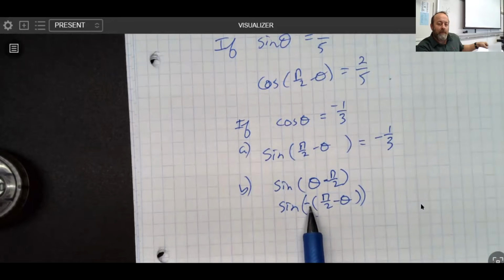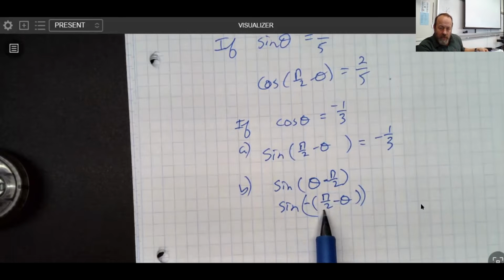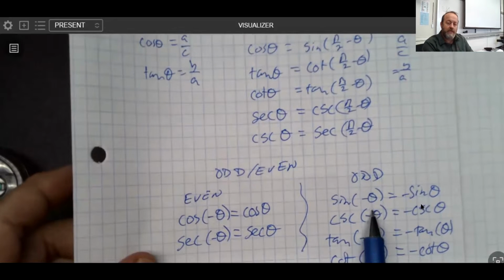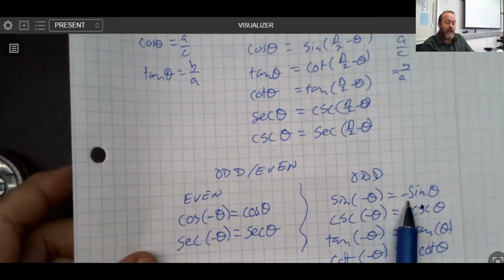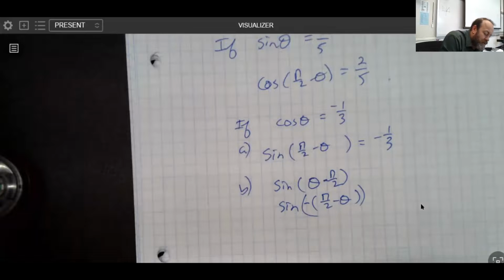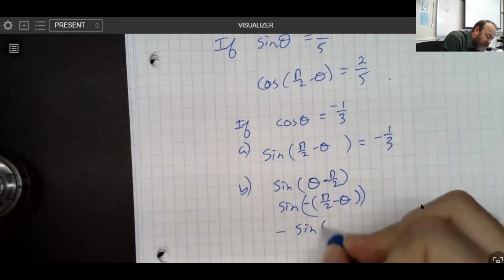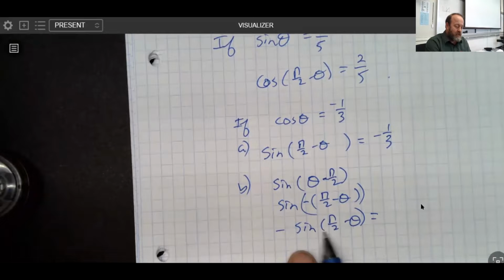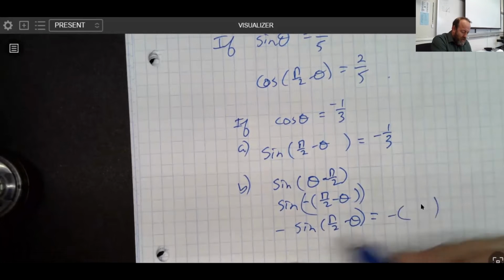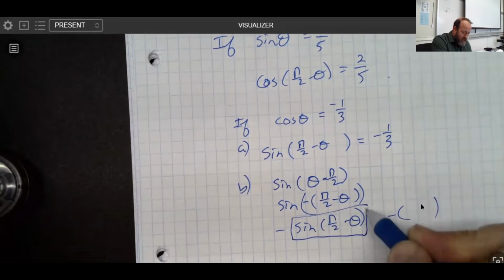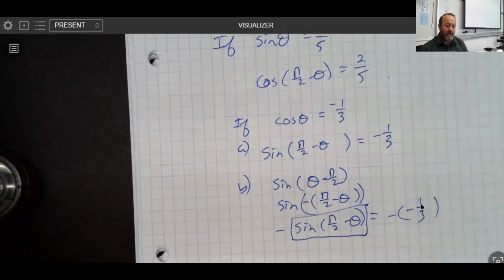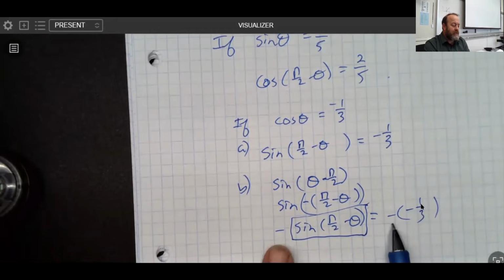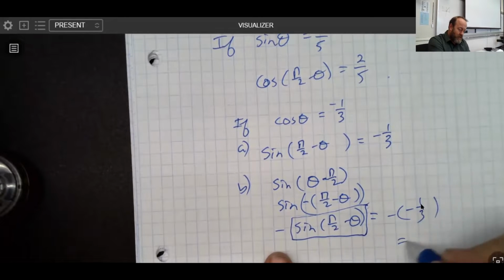So now I'm going to blend something. I know that this almost looks like the cosine function that we wanted, but we also want to remember that we said that the sine was an odd function, so I could pull that negative to the front. So I'm going to pull the negative out of that thing, and that means all of this is the cosine, which I already said was negative 1/3, but then that negative comes into play and makes it a positive 1/3.